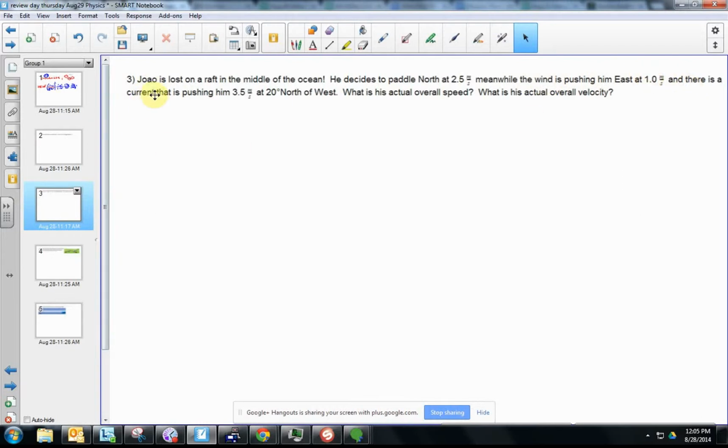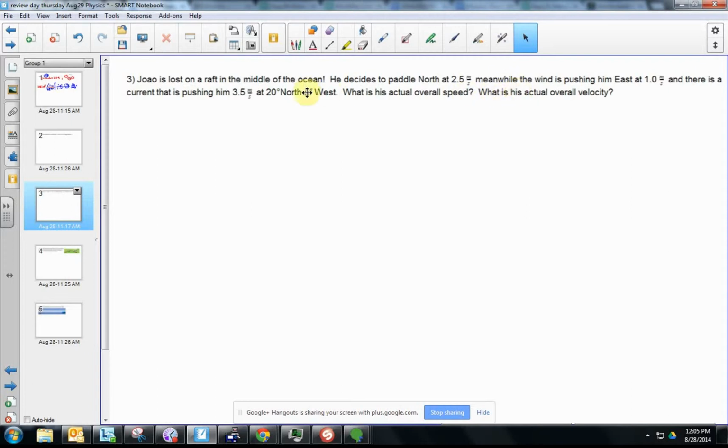And then there's a current, which is off at an angle, which makes the problem harder for us, at 3.5, 20 degrees north of west. The question just asks, what direction is he actually going to go? He'd be interested in that because he wants to know if it's going to get him towards an island or not, as he's out there in the middle of the ocean.